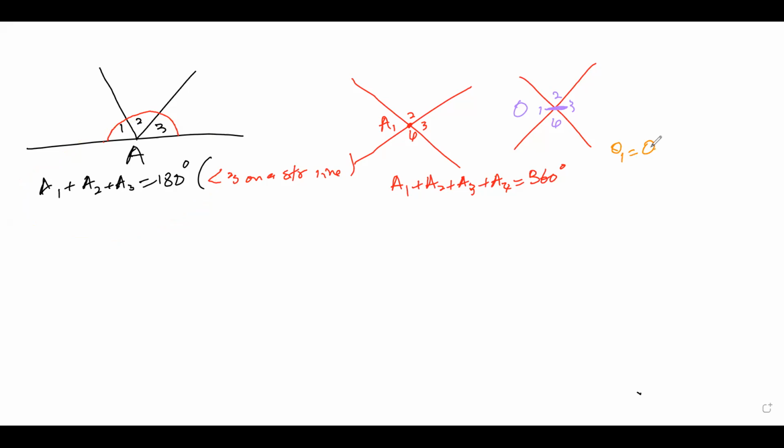That means O1 equals O3, and O2 and O4 are also vertically opposite, so O2 equals O4. Just remember to put the caps. I'm not putting them because I'm in a rush. So those are vertically opposite. Then we've got parallel lines.